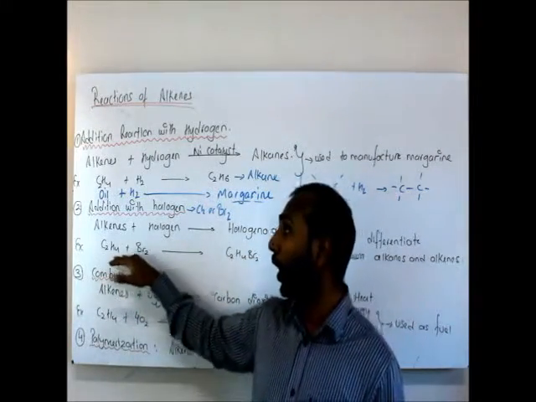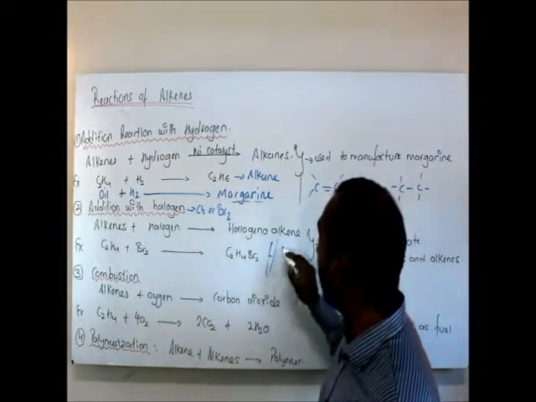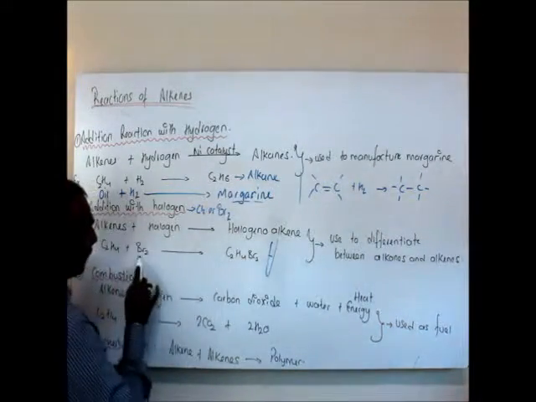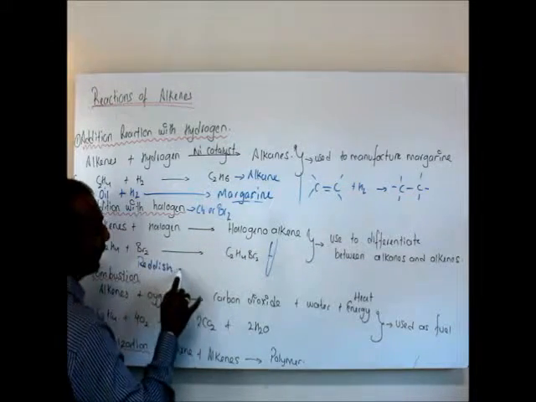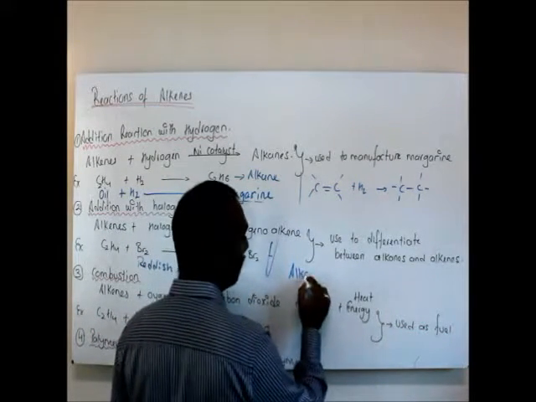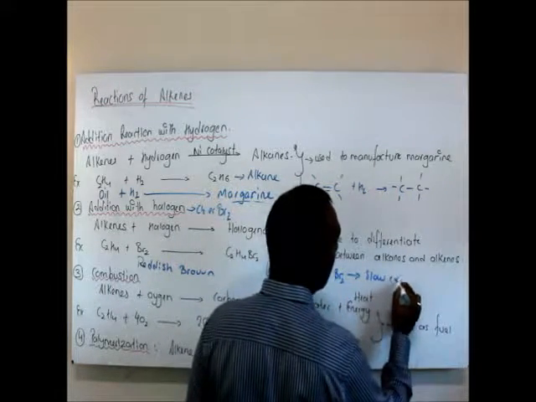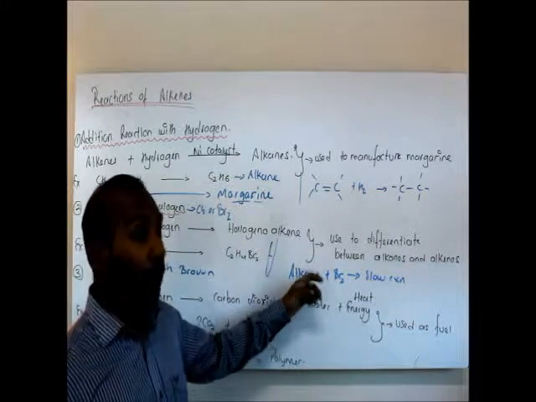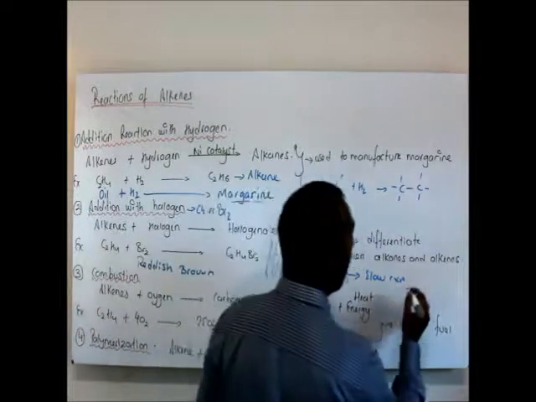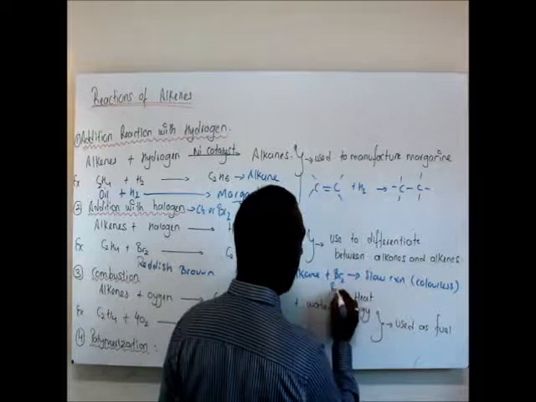Say for example you take a test tube containing ethane and you add bromine to it. Bromine is a reddish brown. So if you take alkane plus bromine, it will be a slow reaction because you need UV light. So very slowly the reddish brown color of bromine will fade away to give you a colorless solution.